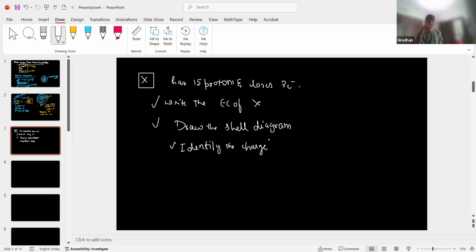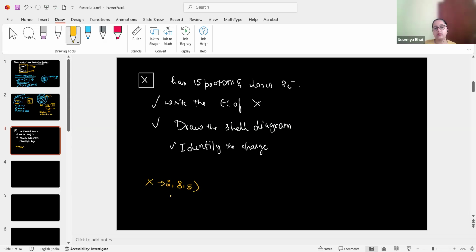It's going to be 2, 8, and 5. Correct. So for X, 2, 8, and 5, that's right. X is equal to 2, 8, and 5. What is its atomic number then going to be? Is it 15? That's fine. So you have written it.